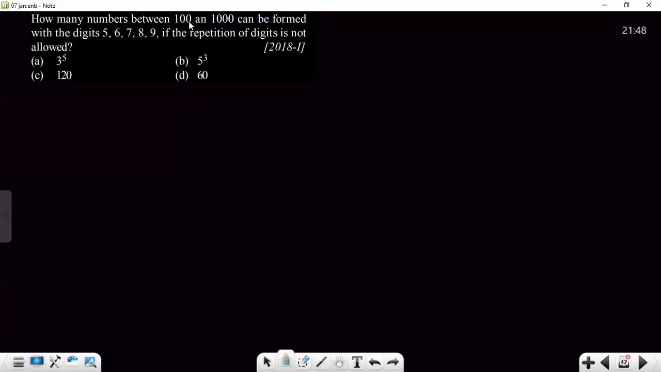How many numbers between 100 and 1000 can be formed with the digits 5, 6, 7, 8, 9, if the repetition of digits is not allowed? So between 100 and 1000, basically from 101 to 999, where 101 and 999 are inclusive. So basically we have to make 3-digit numbers in this range.